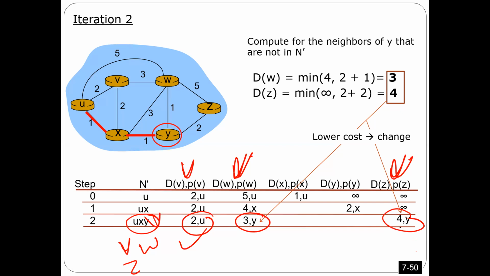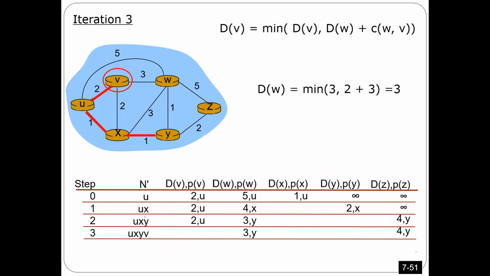I'm going to add V now, and then I'm going to check the neighbors of V that are not in the list. That's what I did here. So now V. Who are the neighbors of V? V has U, but I'm not going to check it because it's already in the list. You already finished it. X, I'm not going to investigate X because it's already in the list. So the only one I have now is W.